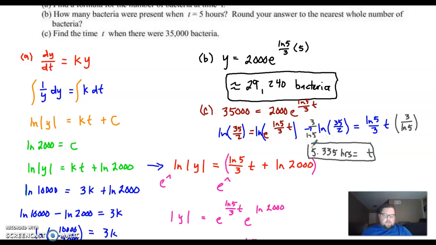Okay, and just like the last part, I'm going to make sure that that answer makes sense. If at t equals 5, it was 29,000, then 35,000 should be a little bit bigger than 5. So 5.335 seems like a reasonable answer there. All right, flip it over on the back and give the next one a try on your own, and then unpause the video and see how you did.